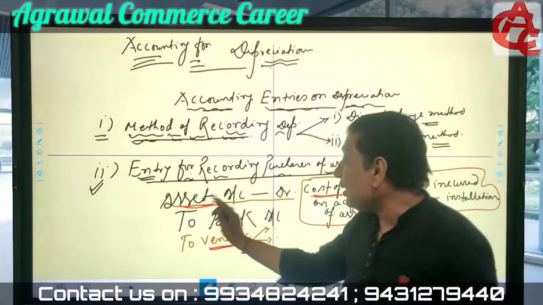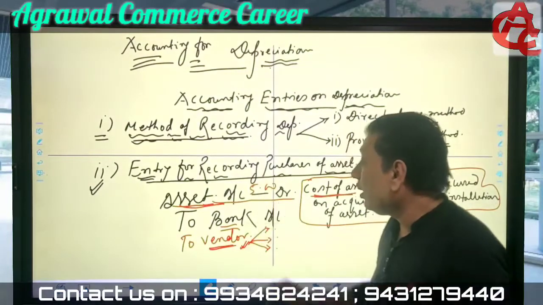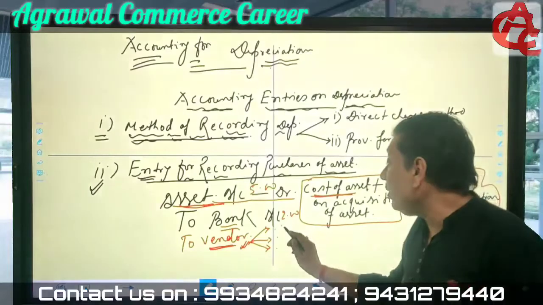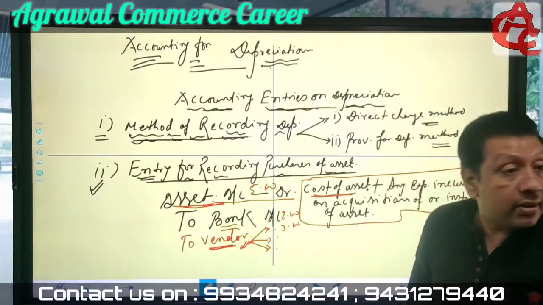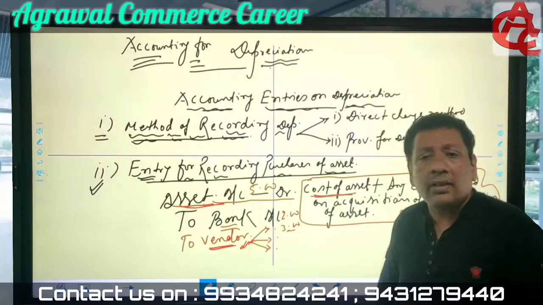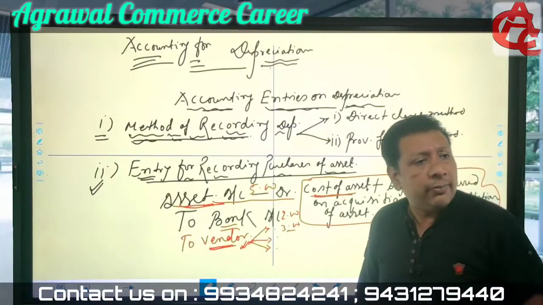I have purchased an asset for rupees 5 lakh. Whether I have paid 2 lakh in cash and 3 lakh will be payable in 3 months, no interest. Next month I will pay. It is normal credit purchase. The amount is still due. Is it possible or not?